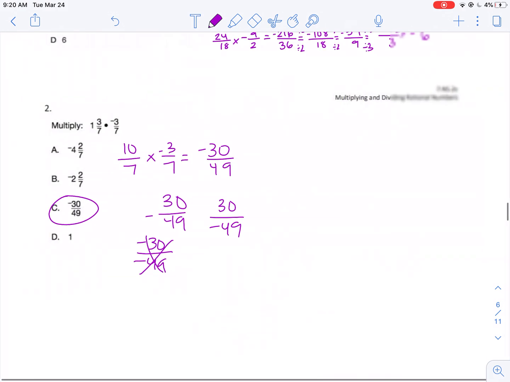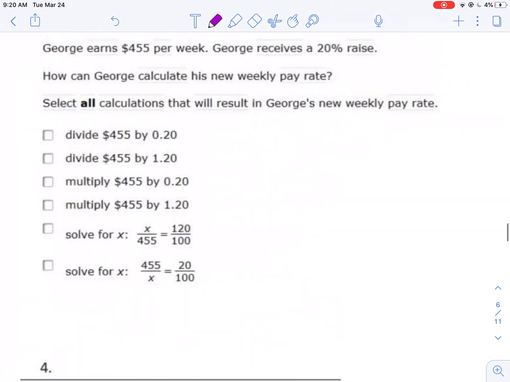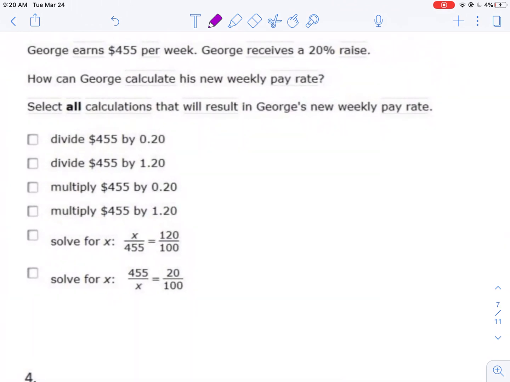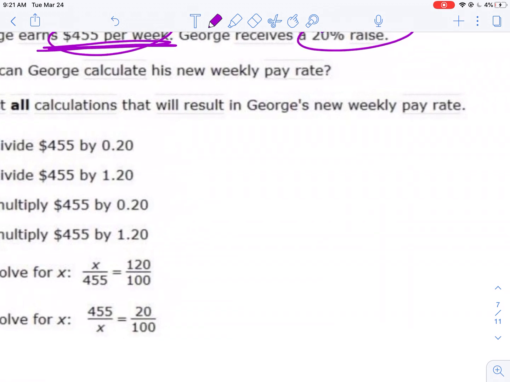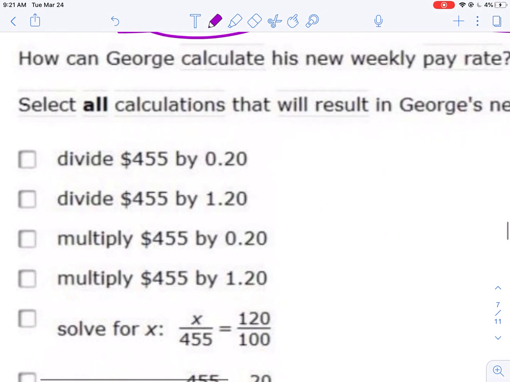Nope. Okay. George earns $455 per week. George receives a 20% raise. How can George calculate his new weekly pay rate? 20% raise, he's getting 20% on top of this. So first we have to find 20% and then we can add it back to the 455. So one way we can do that, divide 455 by 0.2.